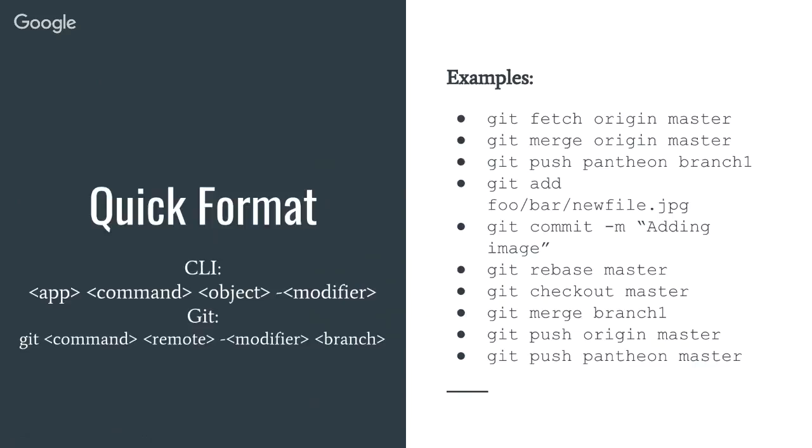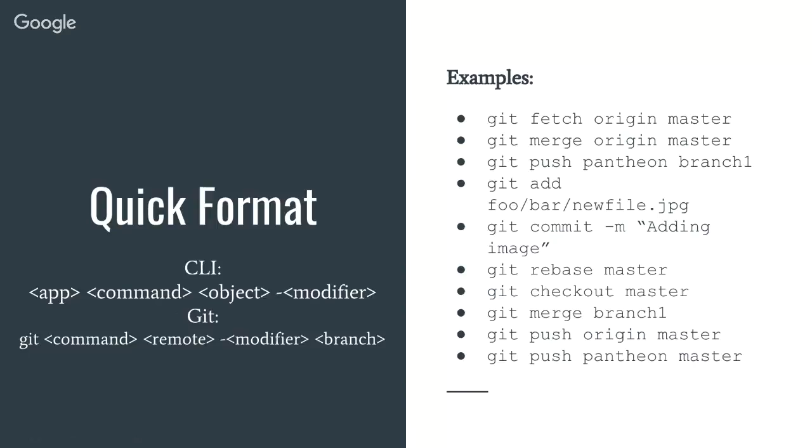All right, quick format: app, command, object, modifier. If you're used to playing in the CLI at all, nobody ever tells you this, which drives me nuts. So like Ruby, do this on this object with this modifier, right? Homebrew, or brew, do this on this object with this modifier. That's a thing in Unix commands that is the logical order of operations.